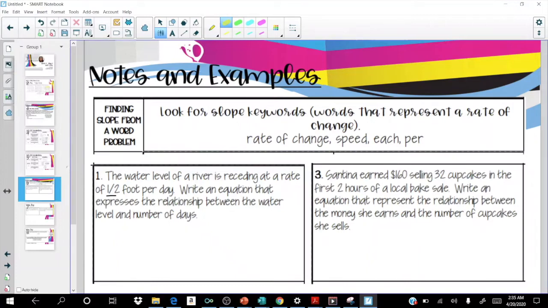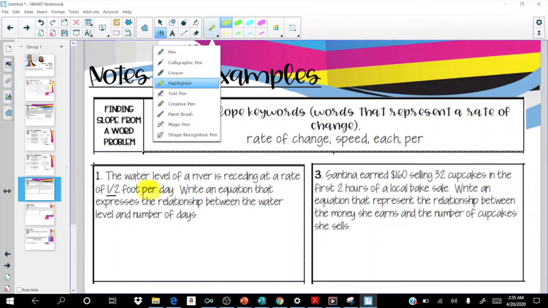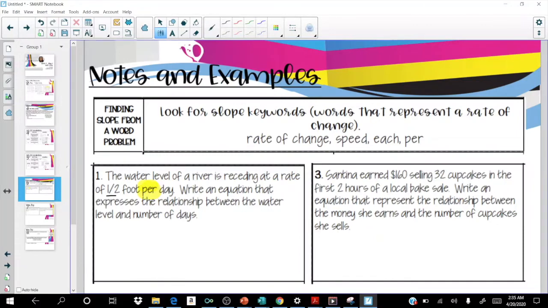Okay, so number one, the water level of a river is receding at a rate of 1/2 foot per day. Write an equation that expresses the relationship between the water level and number of days. So our slope keyword will be per. It says that the water level is receding at a rate of 1/2 foot per day, which means each day. So how would you write that as an equation?